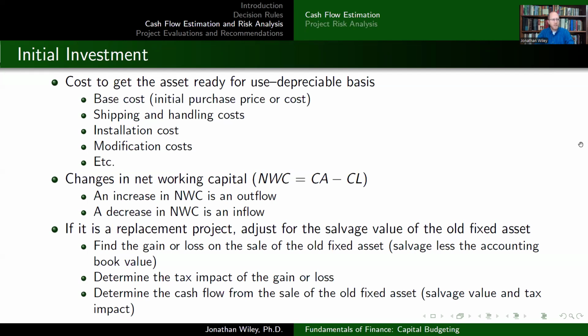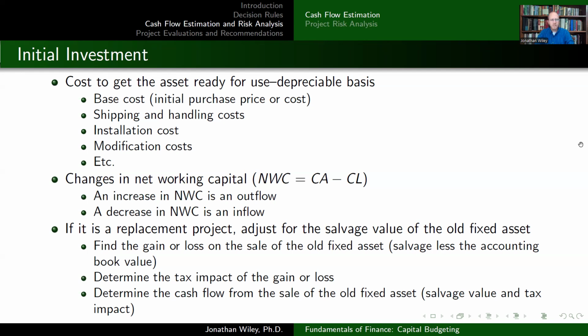So that would include the base cost, so the initial purchase price or cost, whatever that is, any shipping or handling costs, any installation costs, any modification costs, basically everything that's spent on that asset specifically to get that asset completely set up and ready for use and installed and so forth. So that's going to be sort of our overall depreciable basis. We're going to have to factor in all those costs associated with the purchase of this equipment at time zero.